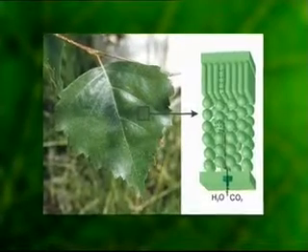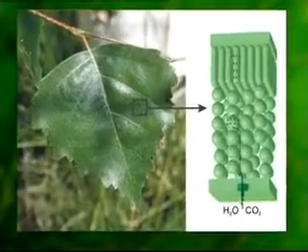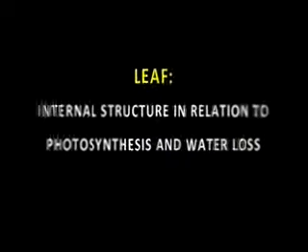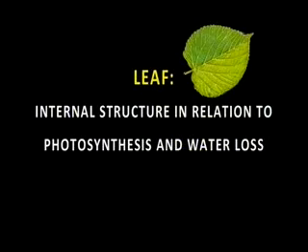When the air around the plant is humid, the concentration gradient is not as steep, so less water diffuses from the leaf. Due to the fact that air saturated with water vapor often forms near the stomata, wind also plays a role in transpiration. When the wind blows across the surface of a leaf, the saturated air is pulled from the leaf. So this is all about the topic leaf internal structure in relation to photosynthesis and water loss.